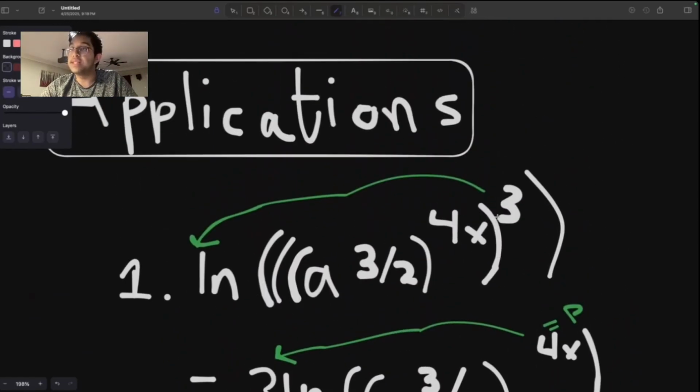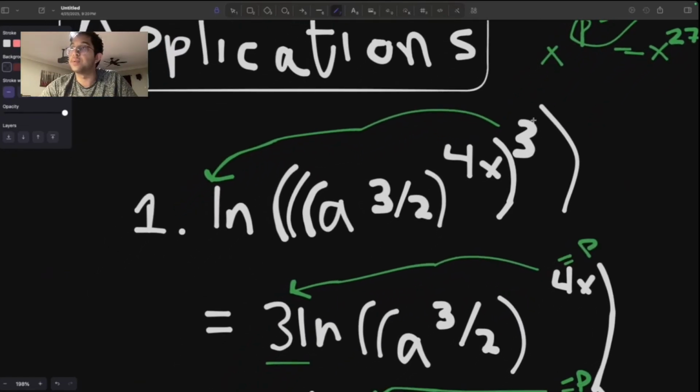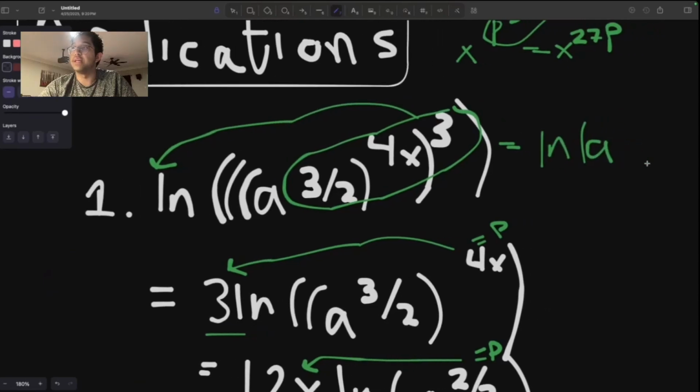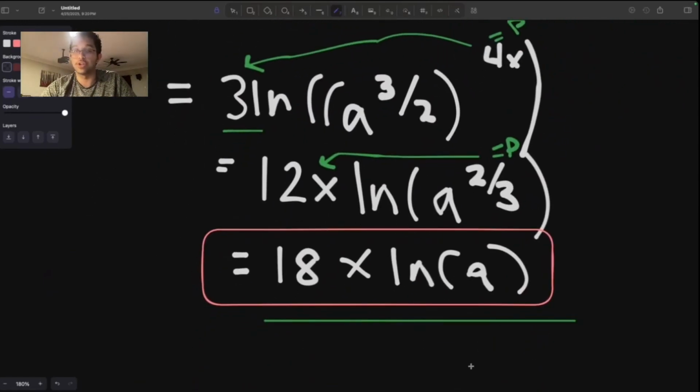But again, remember, this is an exponent rule where if you have x to the power of p to the power of 3 to the power of 9, you can multiply these exponents together and get x equals 27p. This is an exponent rule. So similarly, we can multiply these exponents together, which is what Akhil is talking about. Then we get ln a to the 18x. And then we know, look, this is the p value right here, it's 18x. So we just move that to the front, and that is the easier way of getting this expression here.